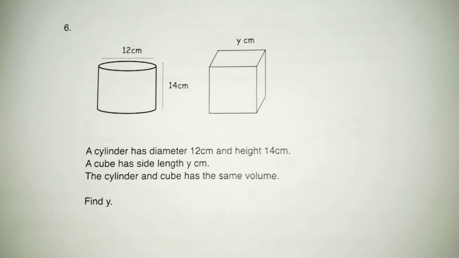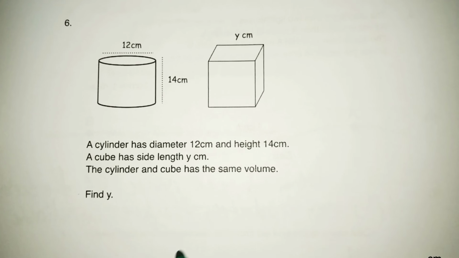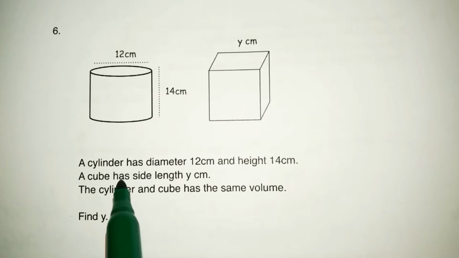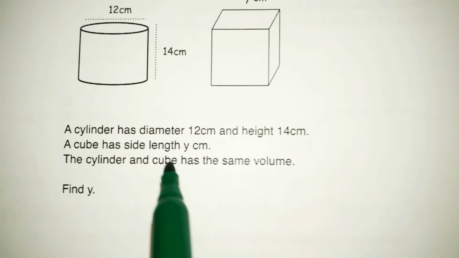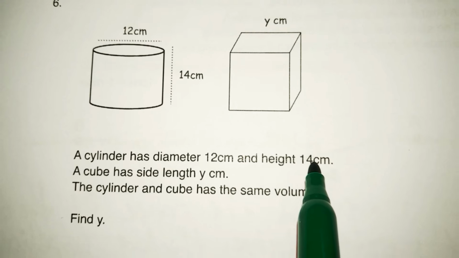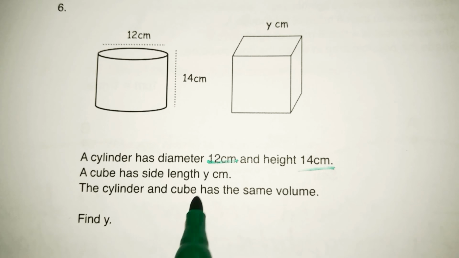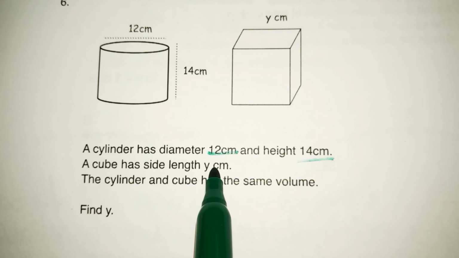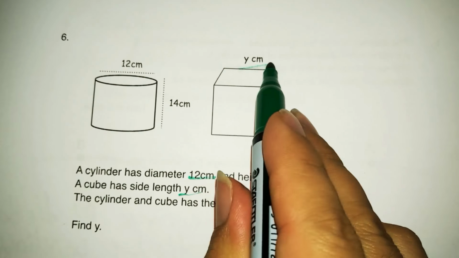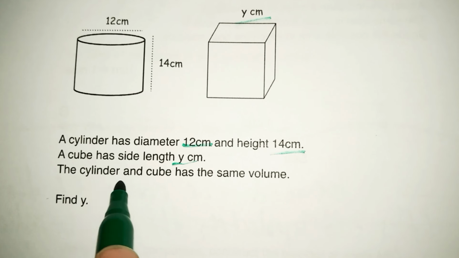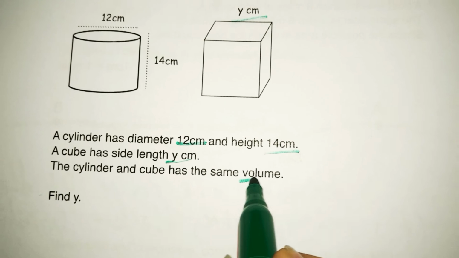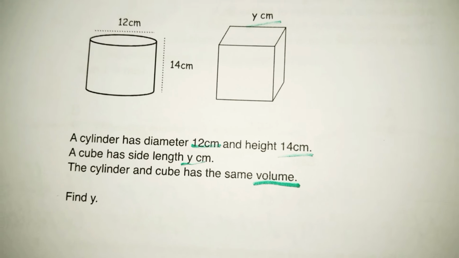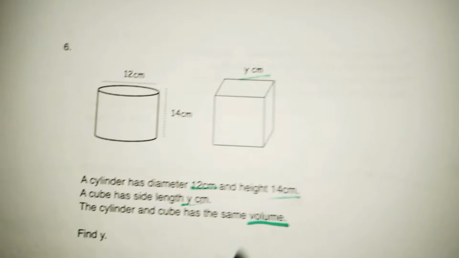So this question will be about the cylinder and the volume calculations. It says a cylinder has a diameter 12 centimeter and height 14 centimeter. Please highlight the numbers as usual. A cube has a side length y centimeter, as you see here. And then the cylinder and the cube have the same volume. Highlight please, volume. So what was the cylinder of the volume, do you remember?